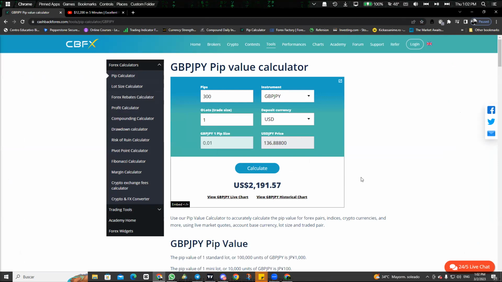$2,191 you would have made in that trade with 1 lot. What is the cost of 1 lot? Not quite sure. I think it's $1 per pip. No, $10 per pip, something like that. I think it's $10 per pip. Let me see. Oh no, $1 per pip.